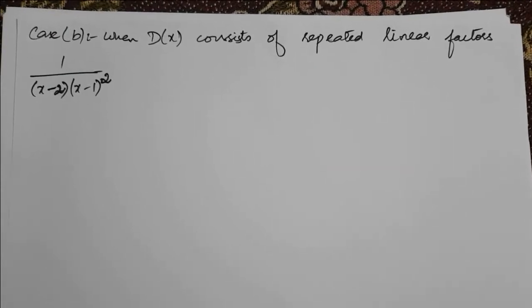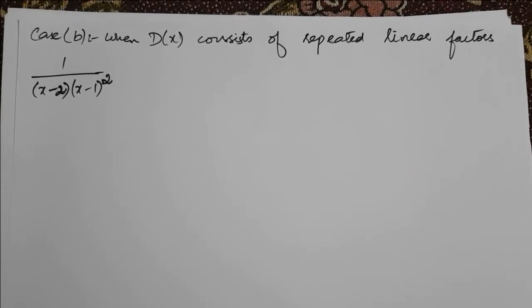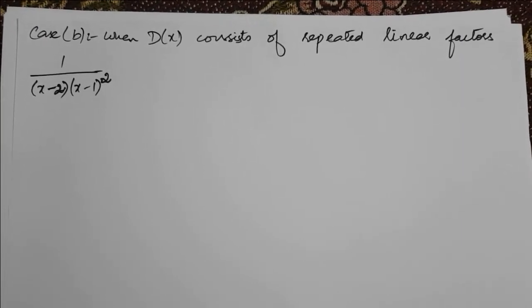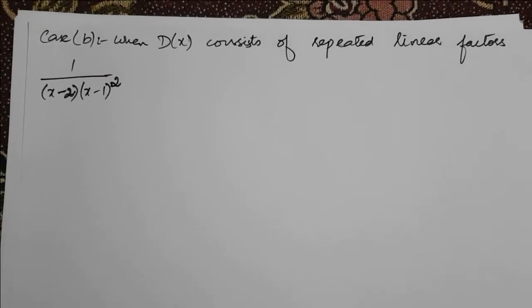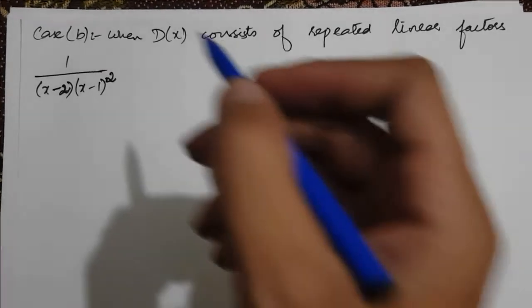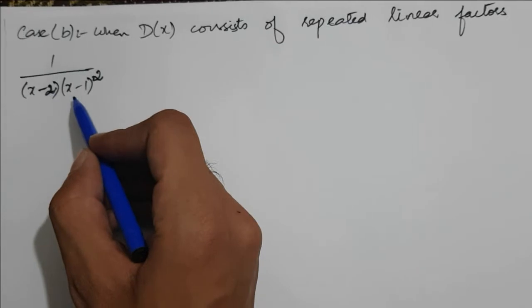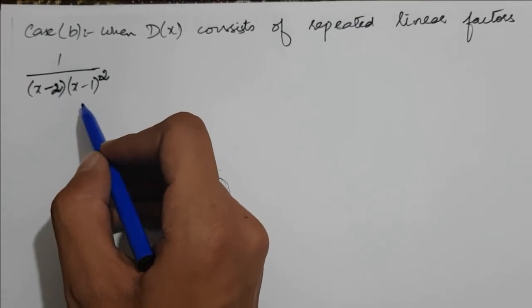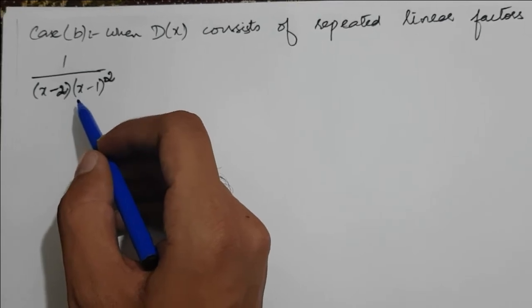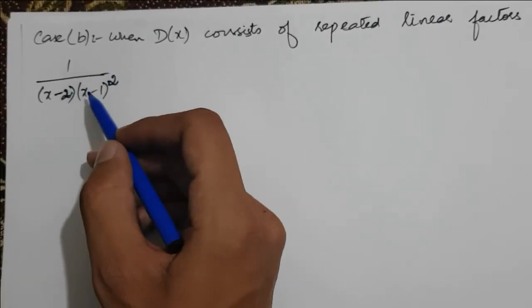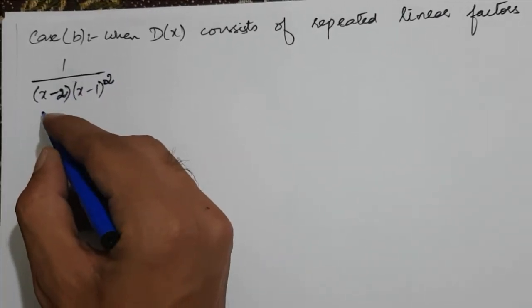Hey guys, today we are going to study the next case when the denominator of a fraction consists of repeated linear factors. So consider an example where we have 1 over (x minus 2) into (x minus 1) whole square. First of all, we will check if the fraction is an improper fraction or a proper fraction. Since it is a proper fraction, we start solving this fraction.